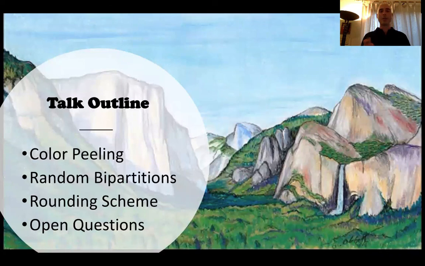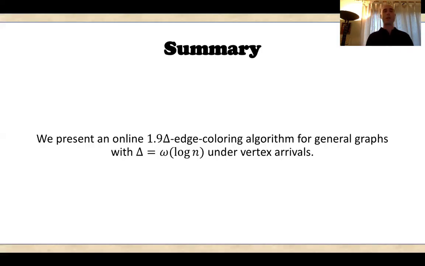And now let me summarize. So what do we show in this work? Our main result is an online 1.9 delta edge coloring algorithm for general graphs with superlogarithmic maximum degree under adversarial vertex arrivals.